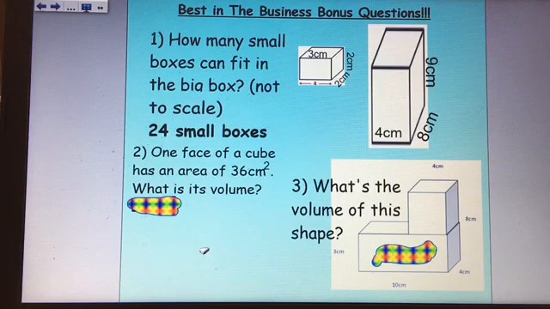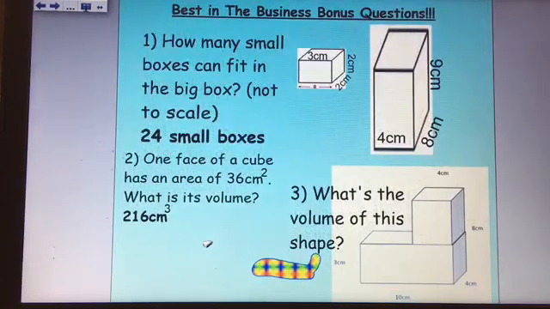Next question. One face of a cube has an area of 36 centimeters squared. What is its volume? Right, so let's think about this face of a cube that's 36 centimeters squared. What has each side of that face got to be? Well, you should have worked out that 6 times 6 makes 36. So we therefore know that this cube, the length, the width and the height are all 6. So 6 times 6 times 6, or 6 cubed, makes 216 centimeters cubed.